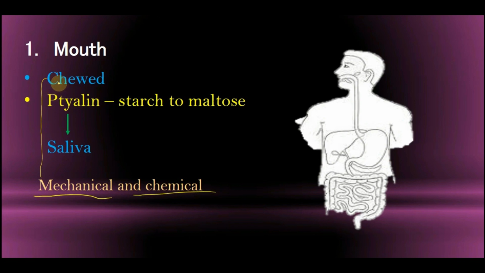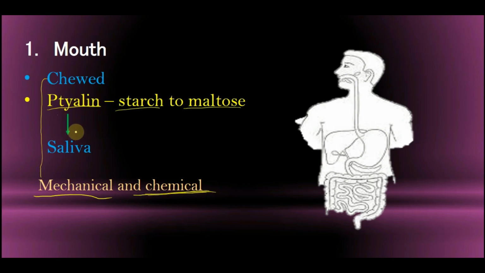Also, digestion in the mouth can be chemical as well. In the mouth, the saliva contains an enzyme called ptyalin. This enzyme converts starch, the starch that you eat, to maltose. That process of converting starch to maltose is a process of digestion, and this process is chemical. It's chemical because it is enzymatic.